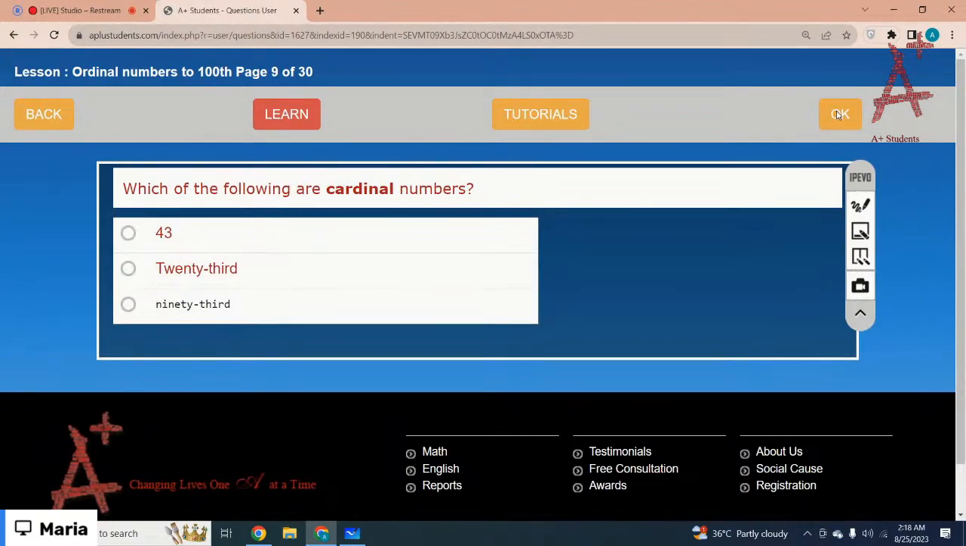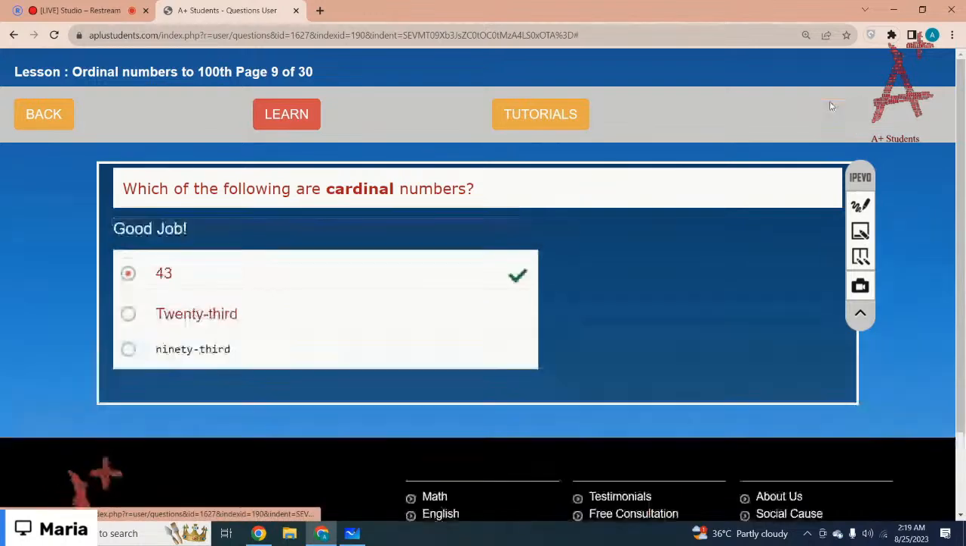Which of the following are cardinal numbers? So which is the correct option? Forty-three. Option number one is the correct option. That would be the cardinal.